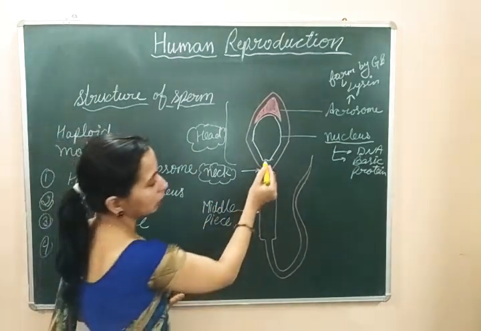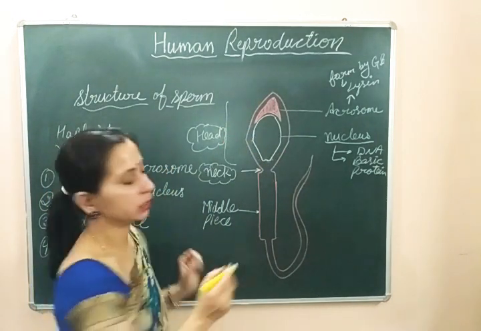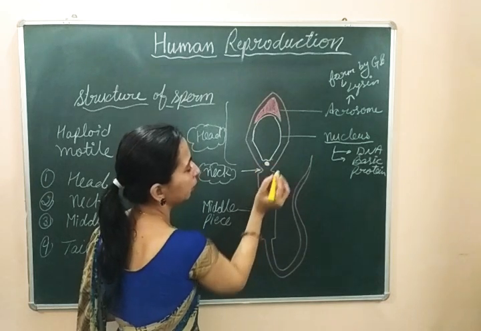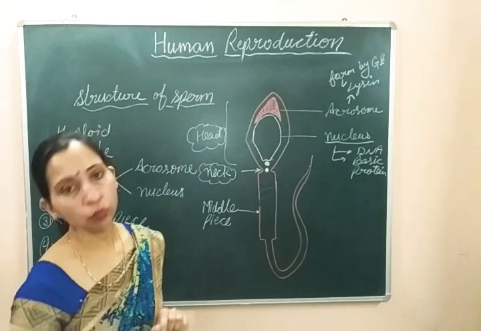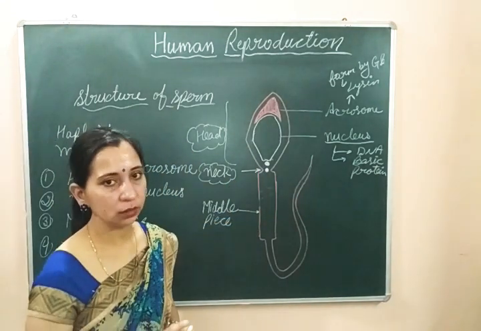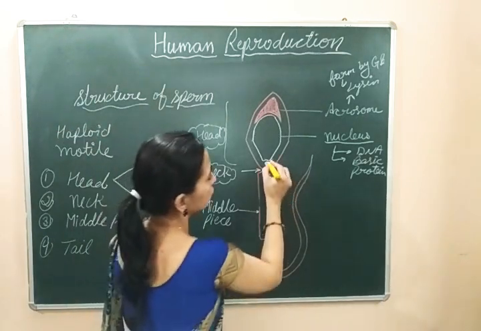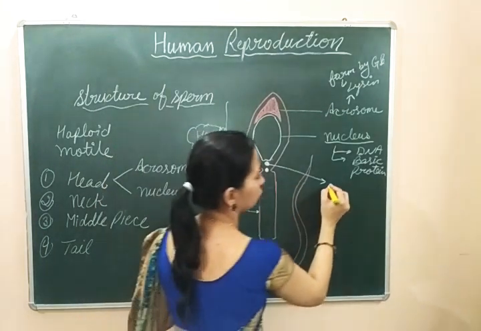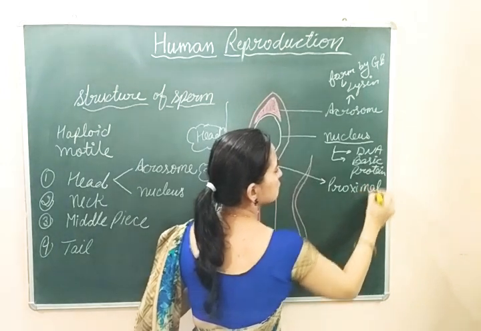Here we have shown that at the end of the nucleus it has a depression-like structure. At this depression the centriole will be present. यहाँ पे एक centriole present होगी जो कि head के depression में होगी, and it has one more centriole here. So two centrioles are present in this neck region, and these are perpendicular to each other. This one, the upper centriole, will be known as the proximal centriole. इस centriole को हम बोलेंगे proximal centriole.